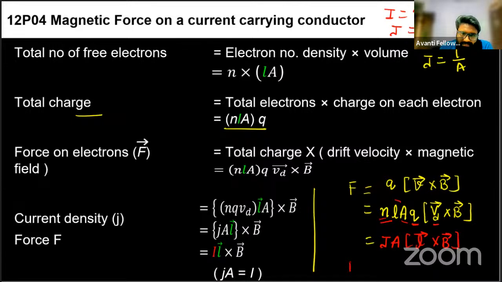So finally what has come to me, see. What can I write J as? I is equal to J into A. So J into A will become what? Current. And this is length vector multiplied by B.